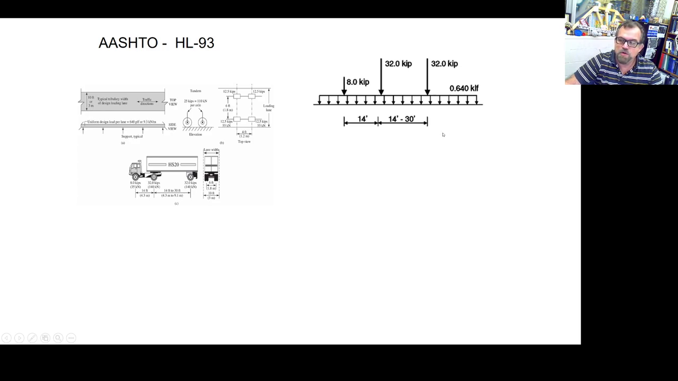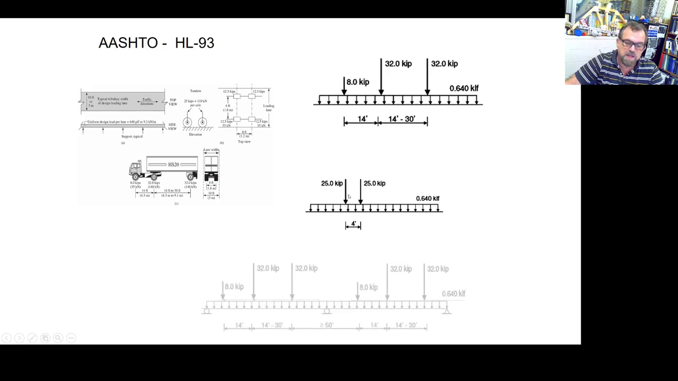That's one case that you do on a study. Then you have the other case. The second case is using the tandem load, which is this one, and the lane load, and you use this one also. And then you do a third combination, and the third combination is two vehicles.